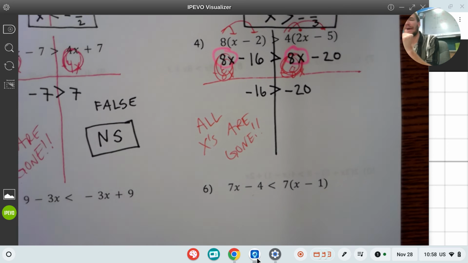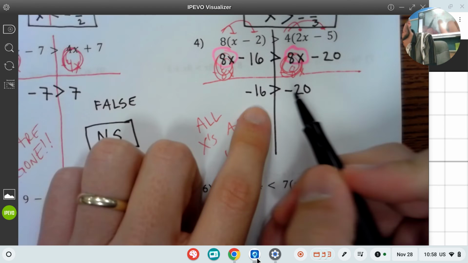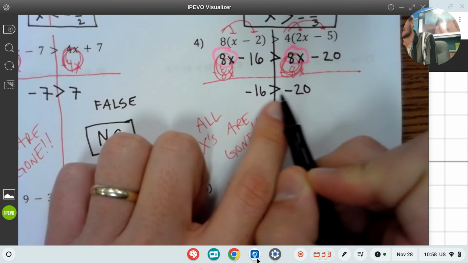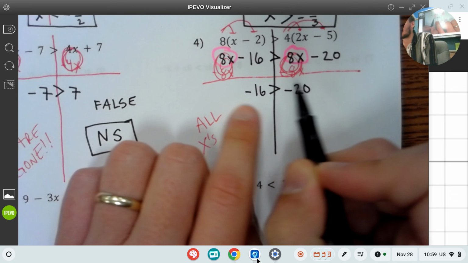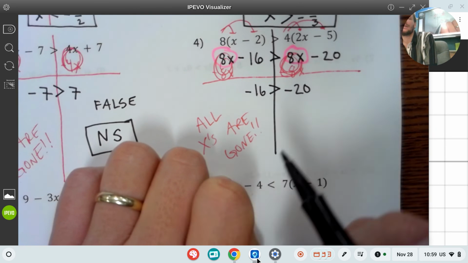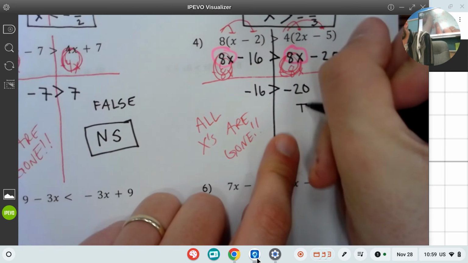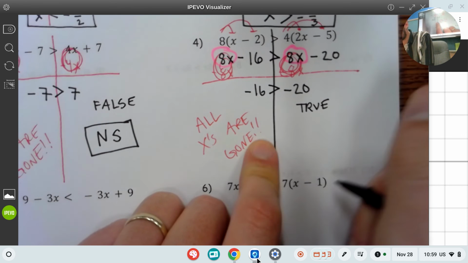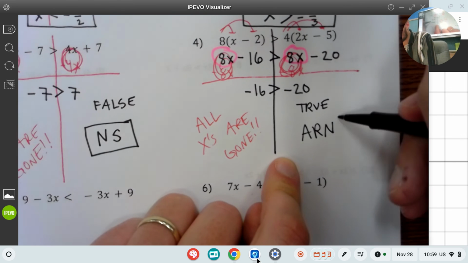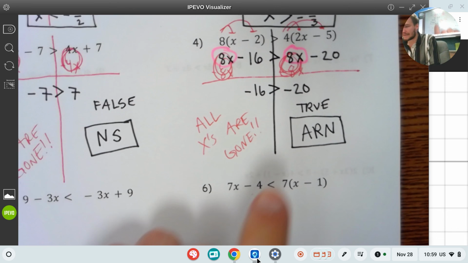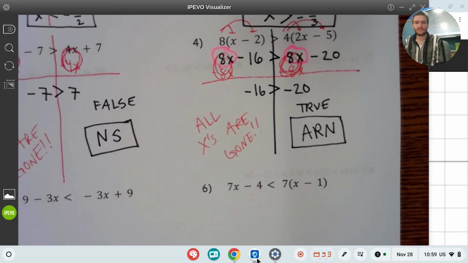When you are comparing two negative numbers, it's kind of the opposite of what you think. So for number 4, even though I typically think that 16 is less than 20, when it comes to negative numbers, -16 is actually greater than. This is a true statement. And the 3 letters are ARN. And what does that stand for? All real numbers. Nice job.